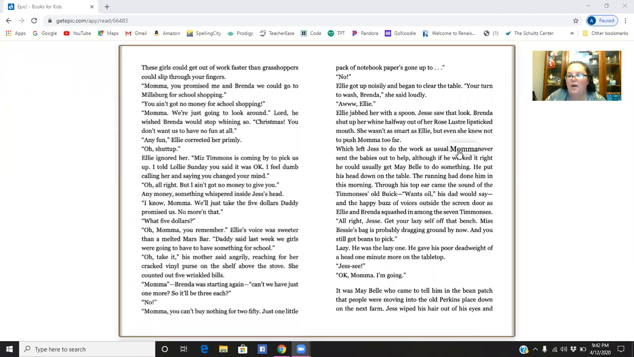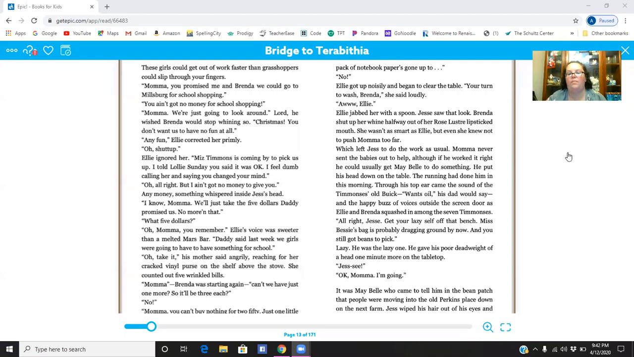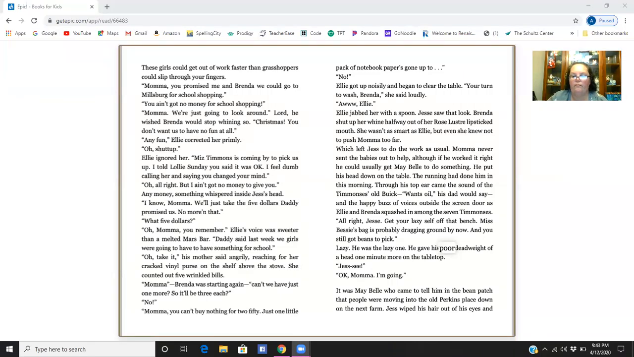Mama right here. Mama never sent the babies out to help, although if he worked it right, he could usually get Maybelle to do something. He put his head down on the table. The running had done him in this morning. Through his top ear came the sound of the Timmonsons' old Buick. Once oil, his dad would say, and the happy buzz of voices outside the screen door as Ellie and Brenda squashed in among the 7 Timmonsons.